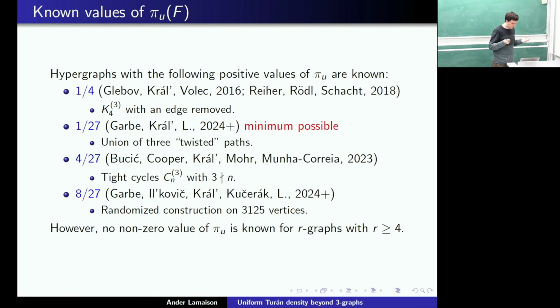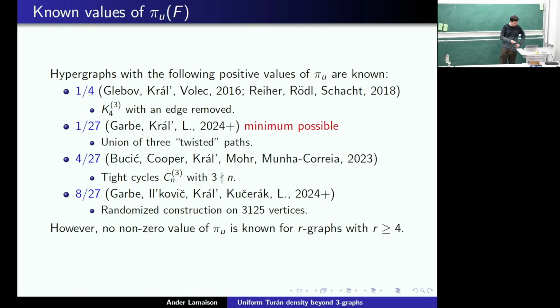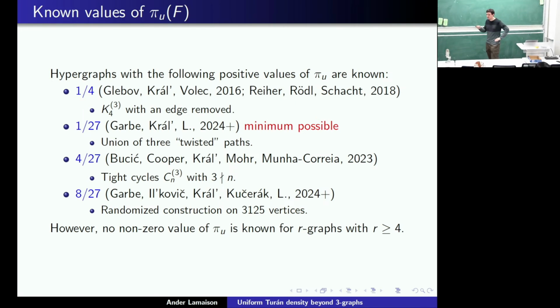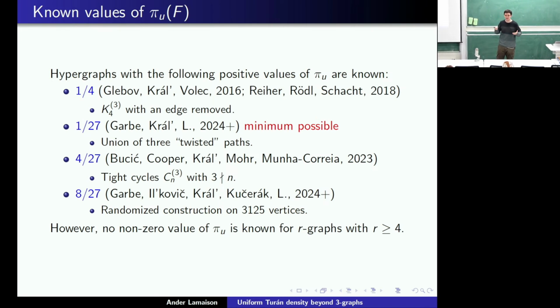So what values make sense? Let's say that we set off to find the first value for higher uniformity. Where do you look? Well, we can try to generalize this basic palette to higher uniformity.